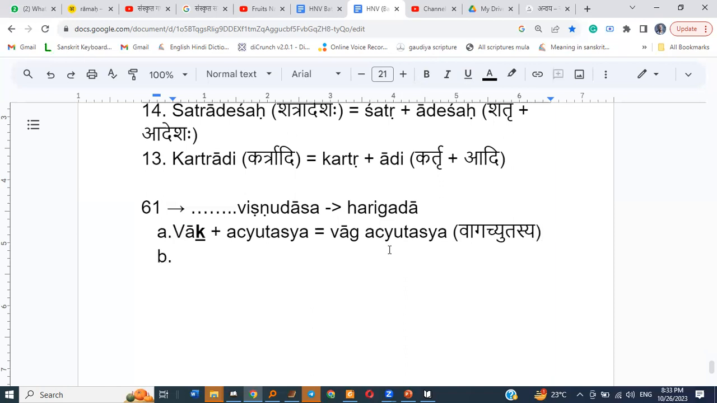Let's say Bhagavad Gita. Bhagavad is a word ending with Tarama. Tarama is a Vishnu Dasa. So yes, Ta will become the Harigada of its own Varga. What is the Harigada for Ta? Ta, Tha, Da. It is Da. So Bhagavad Gita. That's what we see everywhere.